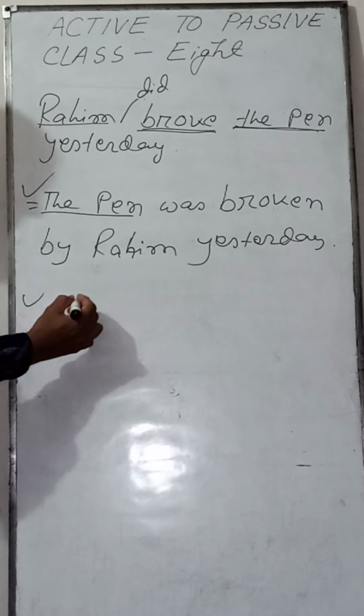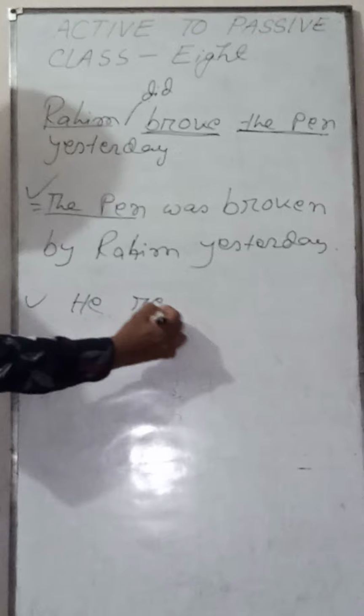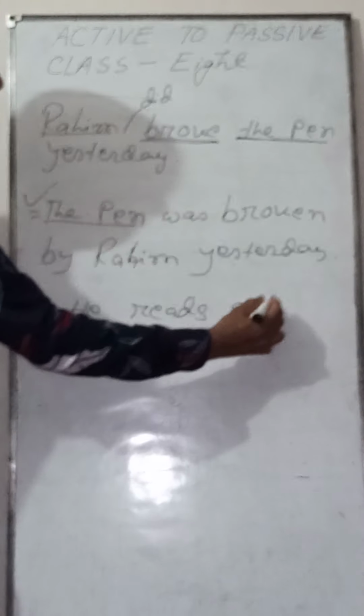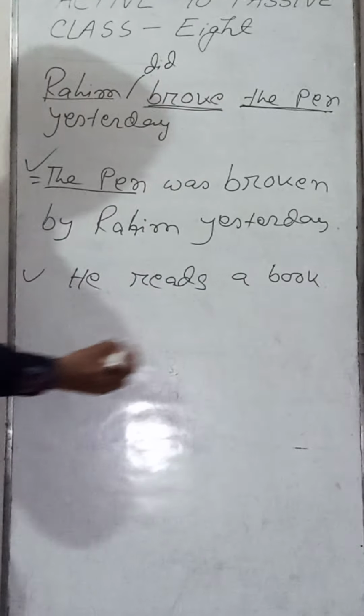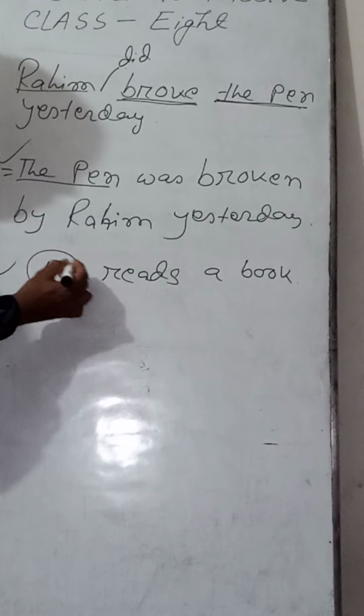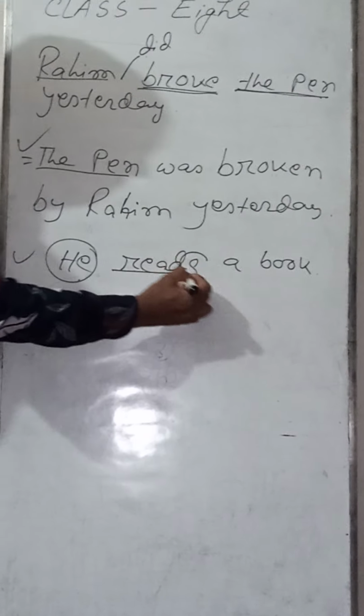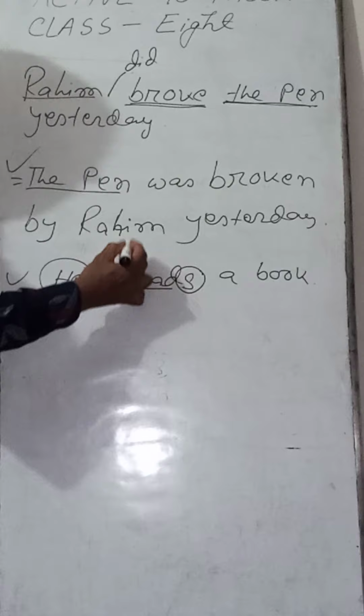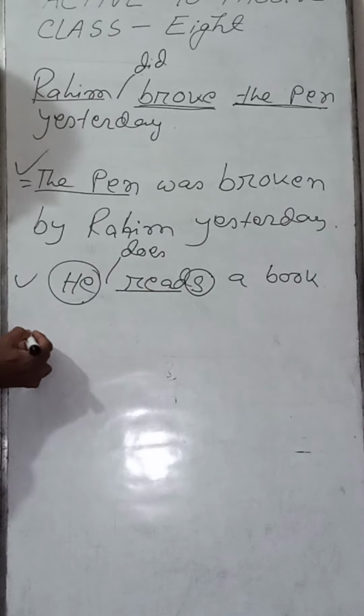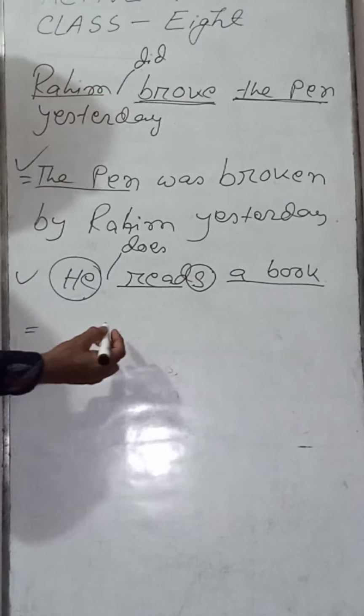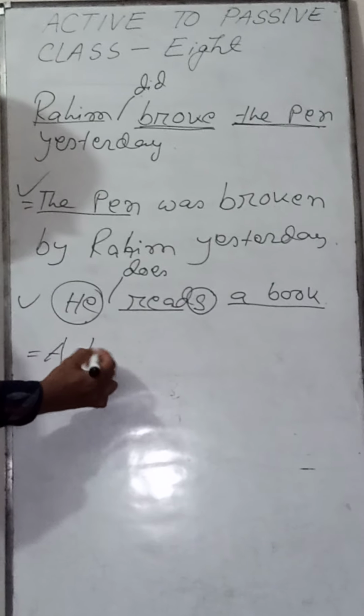Just like this, he reads a book. Now, you see, it is third person singular number, present tense, with s or es. And here, the auxiliary verb will be does. So you have to write: a book is the object. You have to write here a book.